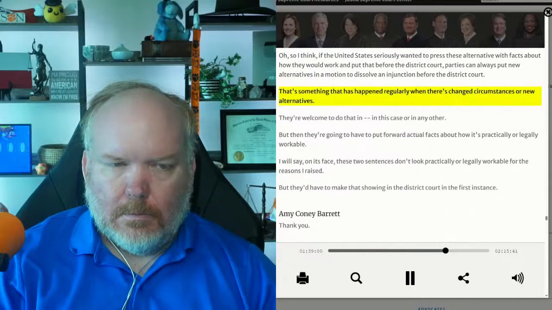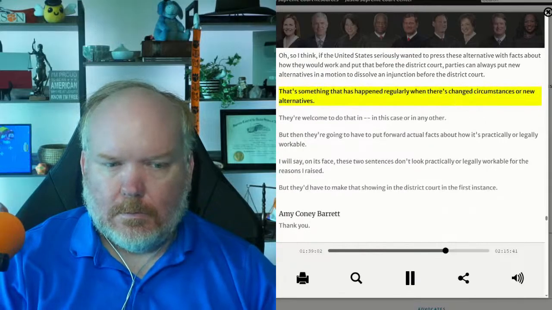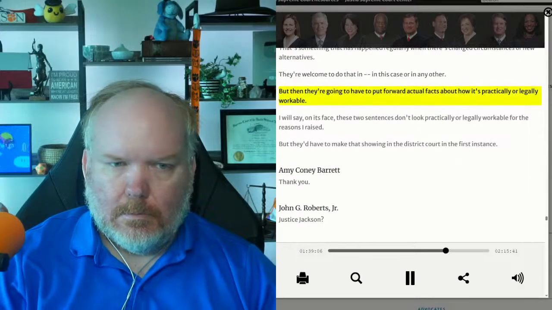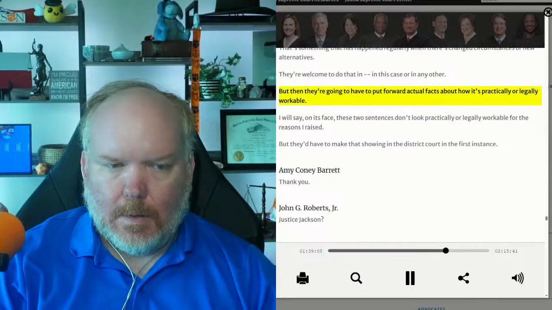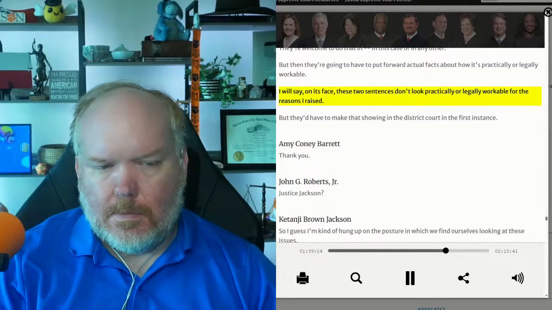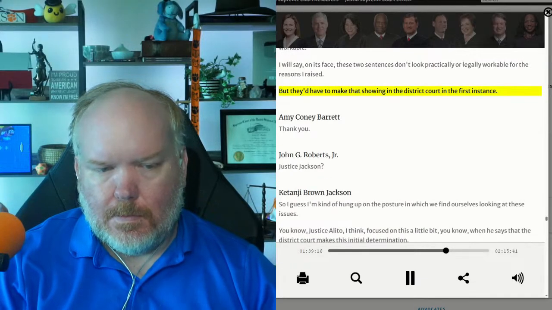That's something that has happened regularly when there's changed circumstances or new alternatives. They're welcome to do that in this case or in any other, but then they're going to have to put forward actual facts about how it's practically or legally workable. I will say on its face, these two sentences don't look practically or legally workable for the reasons I raised, but they'd have to make that showing in the district court in the first instance.